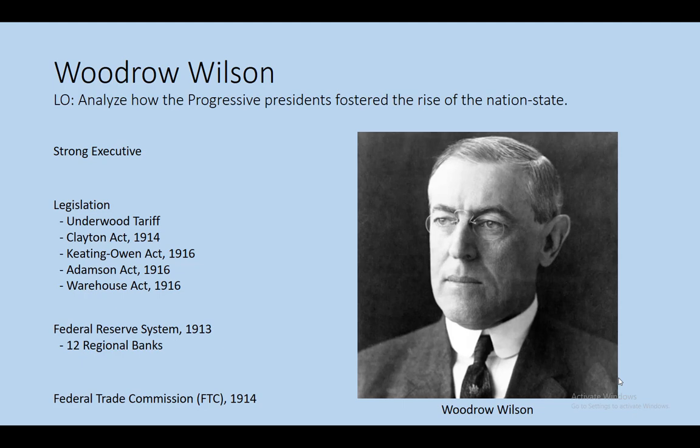He passed the Keating-Owen Child Labor Act in 1916. This outlawed child labor in the manufacturing of goods sold in interstate commerce. So children under 16 are no longer allowed to work in that manufacturing. That's why if you wanted to get a job, you had to wait until you were 16.